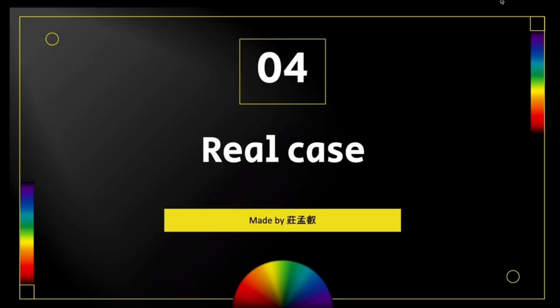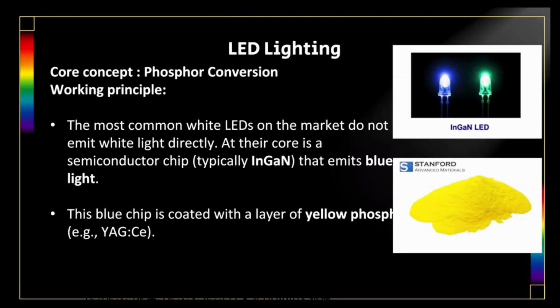Hi, I'm Ray, and in this section, I will present two real-world applications of photoluminescence, LED lighting and bioimaging technology. Our first case is white light LED, and in fact, there is no semiconductor chip that can directly emit white light. To create white light, we rely on a method called phosphor conversion.